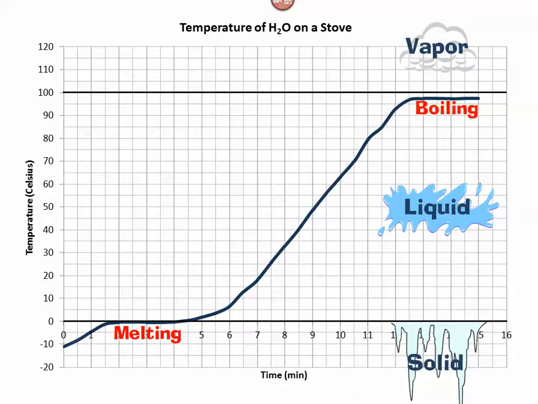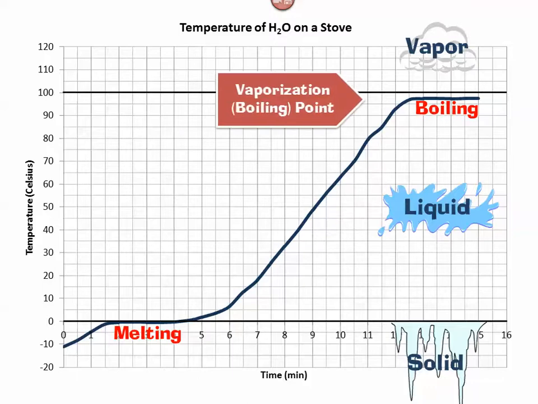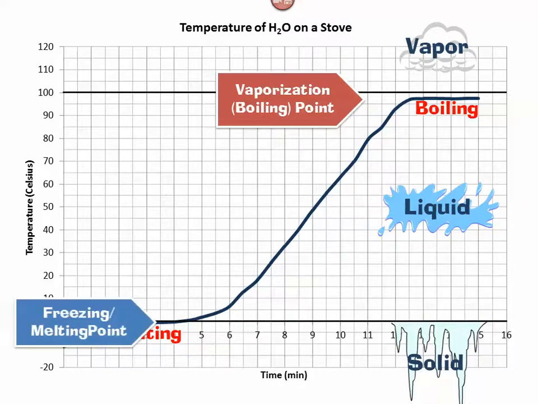All right, so basically if you look at a graph like this, you can find two things. You can find the vaporization point or the boiling point. That's where that upper flat area is. And you can also find the melting point or the freezing point. Same thing. Just depends on which direction you're going.